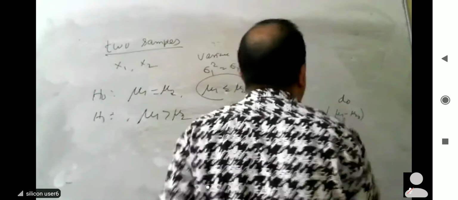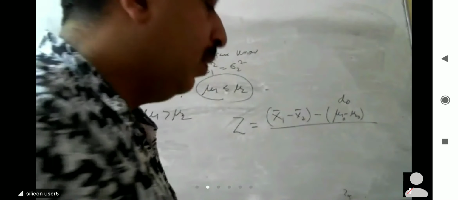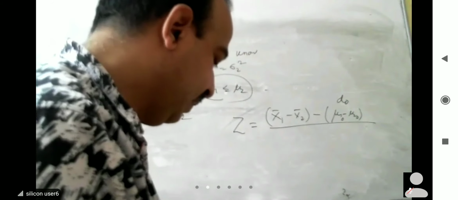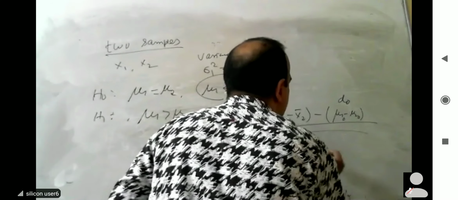Okay. Then what is this? Anybody? Root over of sigma 1 square by N1. Good.